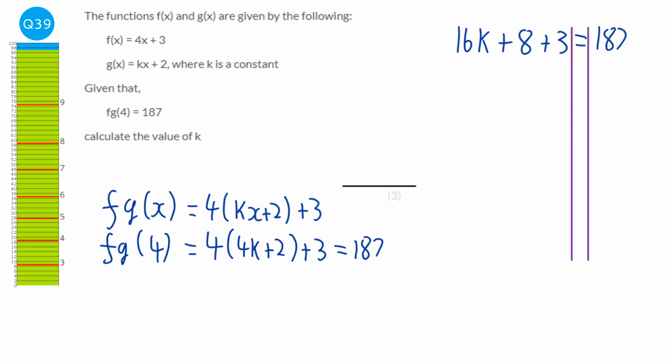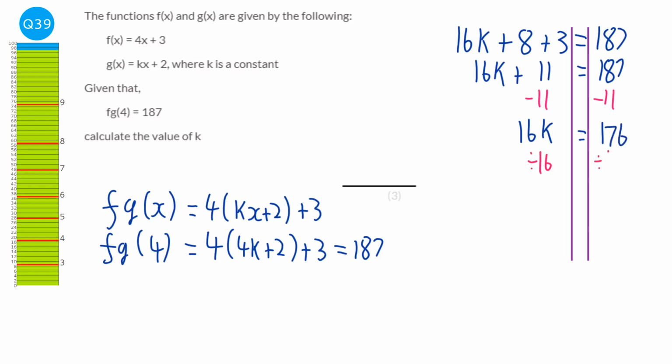Okay, so first thing we're going to do is, well, we can add the 8 and the 3 actually while we're here. So 16k plus 11 equals 187. So we're going to take away that 11 from both sides. So we've got 16k equals 176. And then we can divide by 16 both sides. So we've got k equals 11.